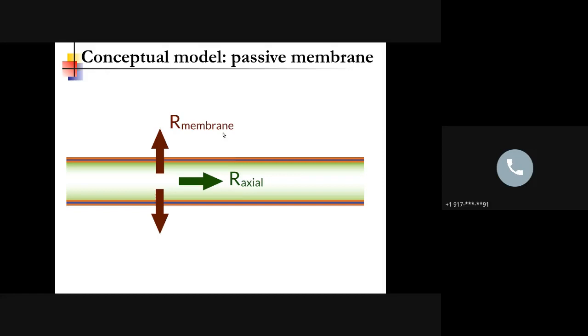So here we have this idea of the passive membrane, membrane resistance in and out, axial resistance, R sub A, this way. Again, come back to the conceptual model. Is this realistic? It's probably pretty good.